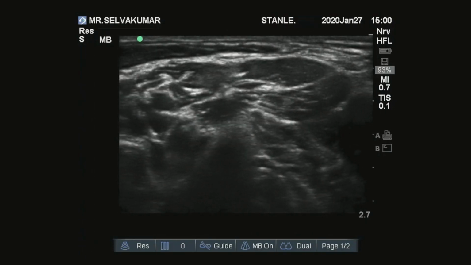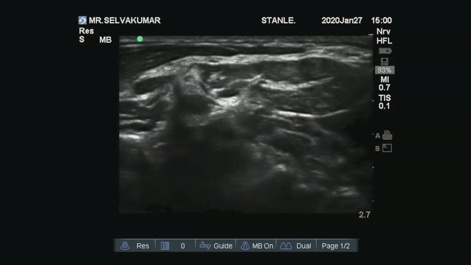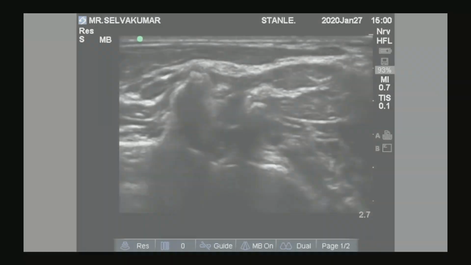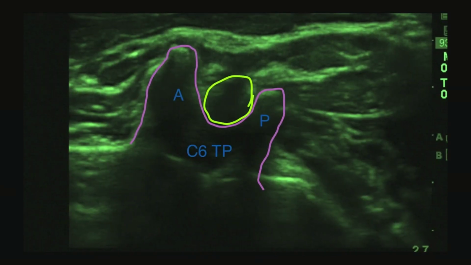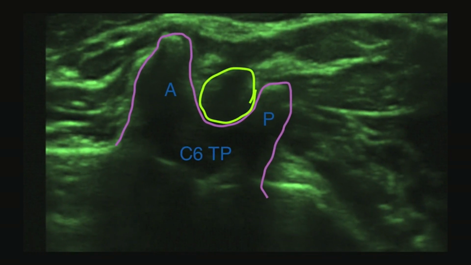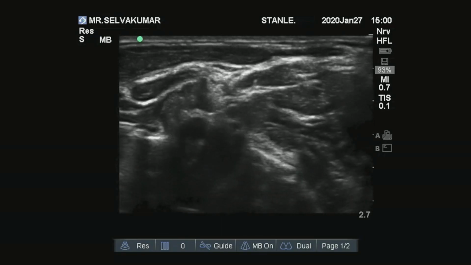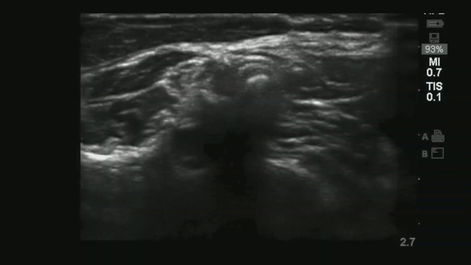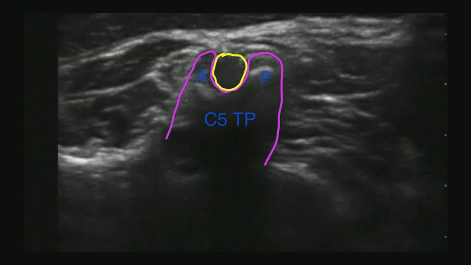So as I track above, you see the C6 nerve root. This is the C6 nerve root. So we have the C6 transverse process which has an anterior and posterior tubercle. It is giving rise to the C6 ventral ramus. So this is the C6 ventral ramus, and as we trace still above, so I'm moving the probe cephalad, we can see the C5 ventral ramus going into the C5 transverse process. So this is how we identify the individual elements of the brachial plexus.